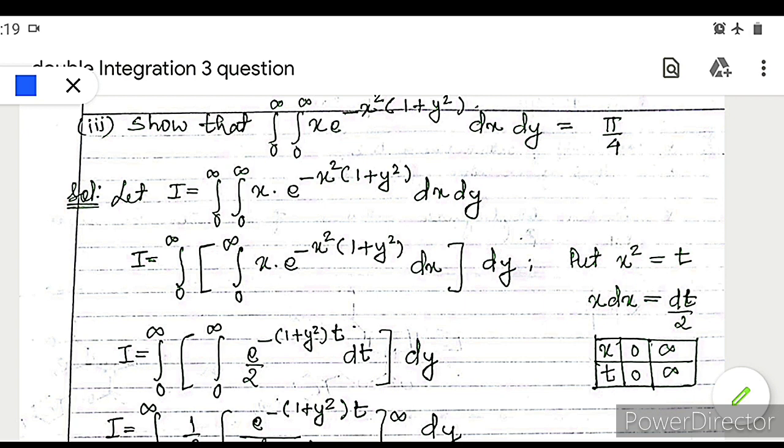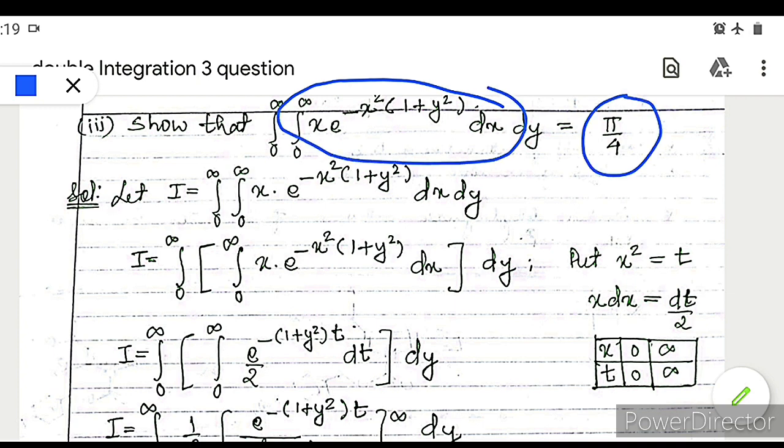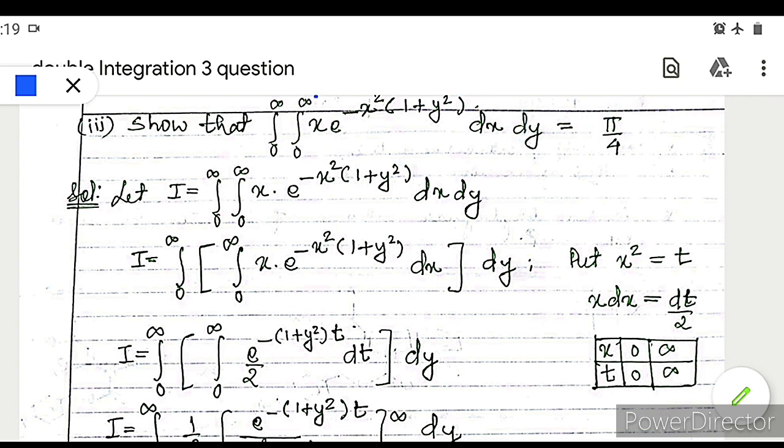So we have to show that the double integration from 0 to infinity of this integrand comes to pi by 4. One good thing is the integrations are with constant limits. So no, we cannot separate it, they are constant.